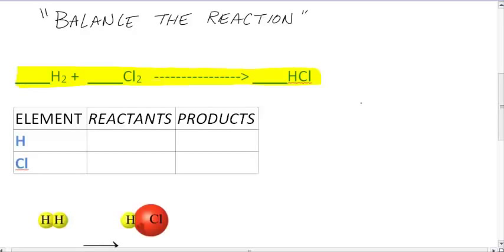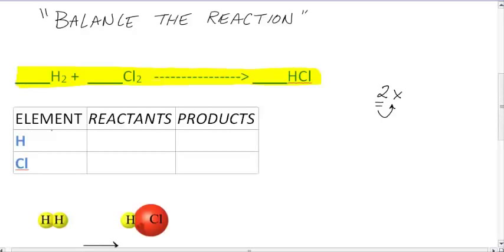So when I say add coefficients, that should make you think of algebra, and it's just like algebra. In algebra, I can write 2x. 2 is a coefficient, and that means I have two x's. So let me show you how we add coefficients to balance a chemical reaction.